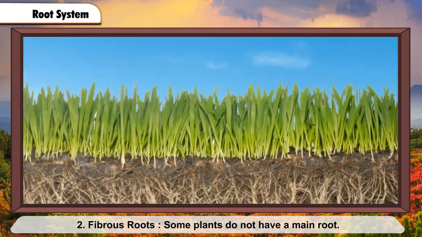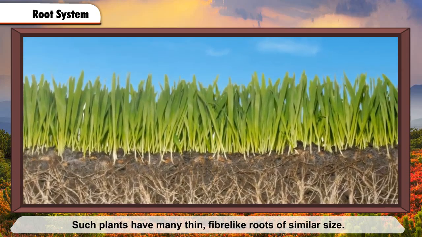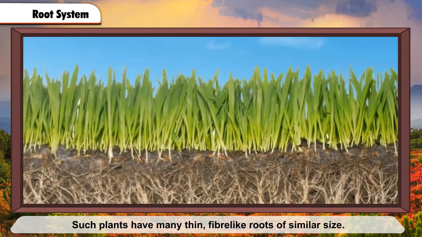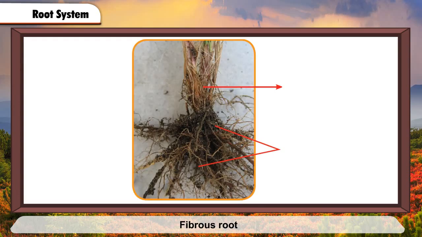2. Fibrous roots. Some plants do not have a main root. Such plants have many thin, fiber-like roots of similar size. Grass, maize etc. have fibrous roots. Fibrous root. Stem. Equal-sized roots.